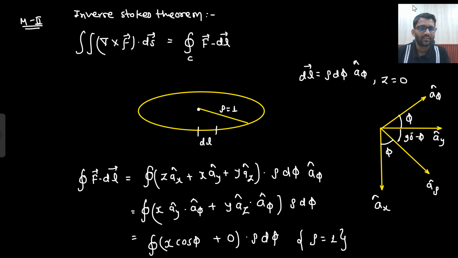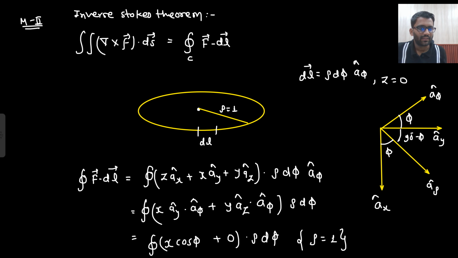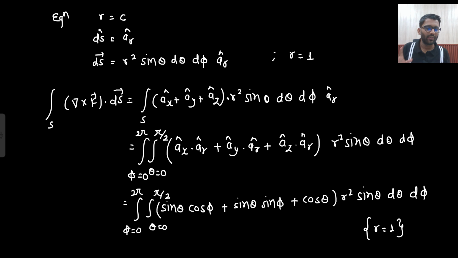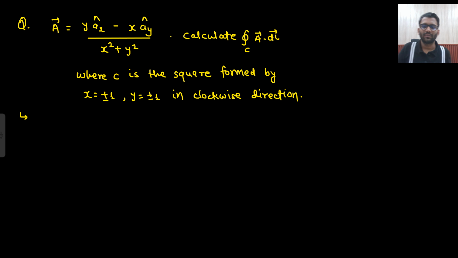Okay, just a second, just wait a minute. Yeah, so this is the answer. F dot dl is pi. So this was a good question. I hope you must have understood all the points behind that. Okay, so this is the scene. Let's solve the last question now.